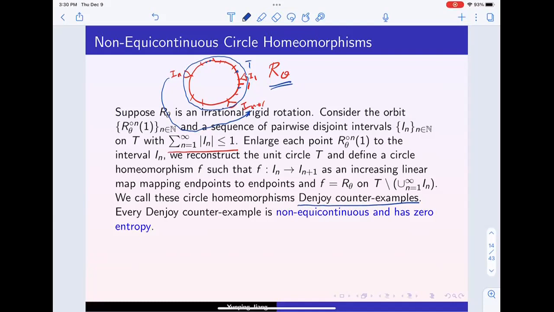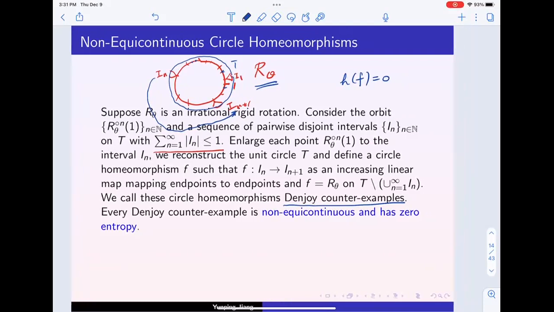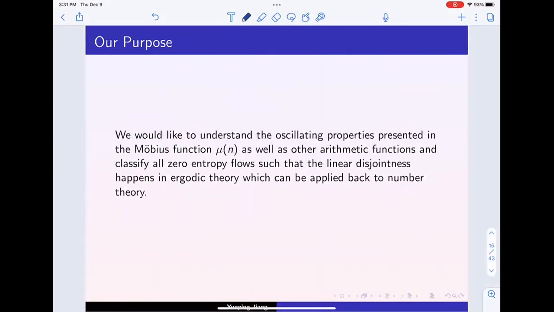The entropy, which we denote by H, is still 0. So that is an example of a non-equicontinuous circle homeomorphism with entropy 0. Now you want to see how this Sarnak conjecture works for this one or not. Actually, many people have studied that one.